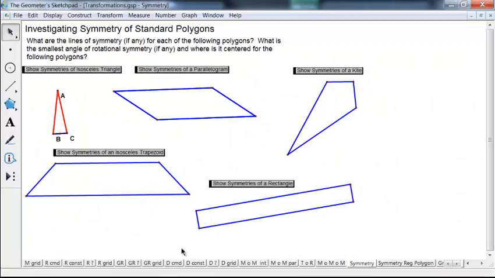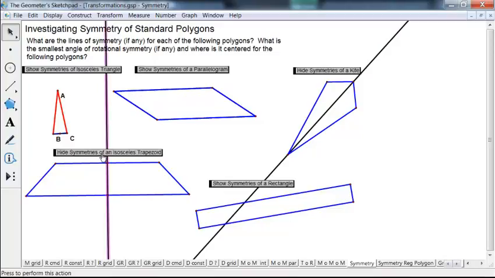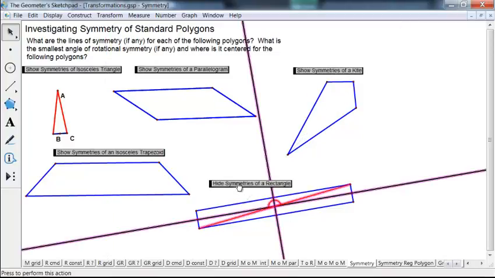Okay. Now, a lot of basic figures have some symmetries. For example, an isosceles triangle has one line of symmetry, but no rotational symmetries. Parallelogram, if you look at where the diagonals cross, that's going to be a center of a rotational symmetry, but no lines of symmetry. Kites and isosceles trapezoids have a single line of symmetry.